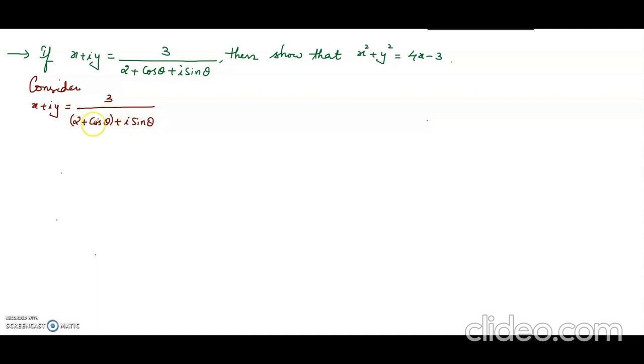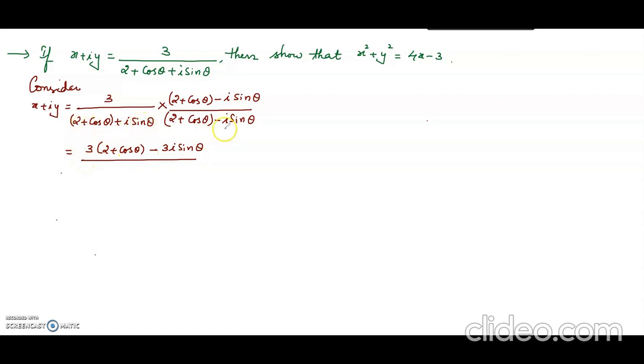So remember, 2 plus cos theta is a real term. Once again, to bring the right hand side in standard form, in x plus iy form, we need to rationalize the denominator. So we will multiply and divide with the conjugate of the denominator, that is 2 plus cos theta minus i sin theta by 2 plus cos theta minus i sin theta. So we can multiply the numerators, 3 into 2 plus cos theta minus 3 into i sin theta, by the denominator, as always in the form of a plus b into a minus b, which can be written as a square minus b square.